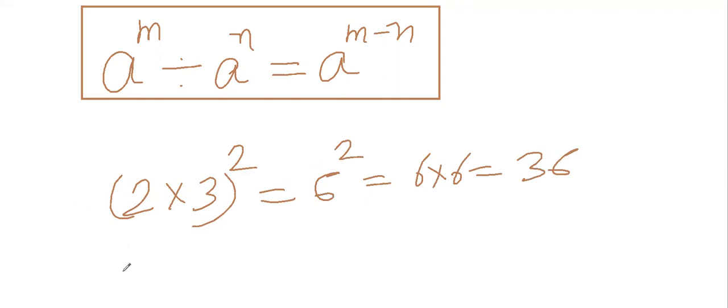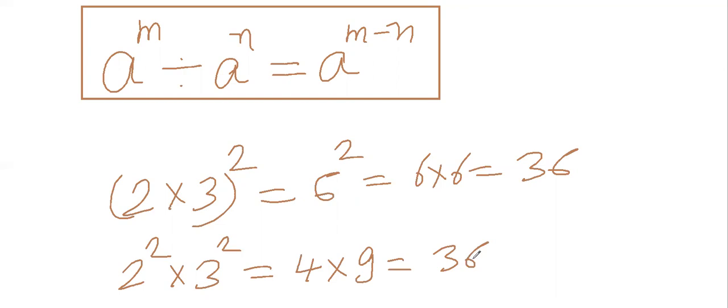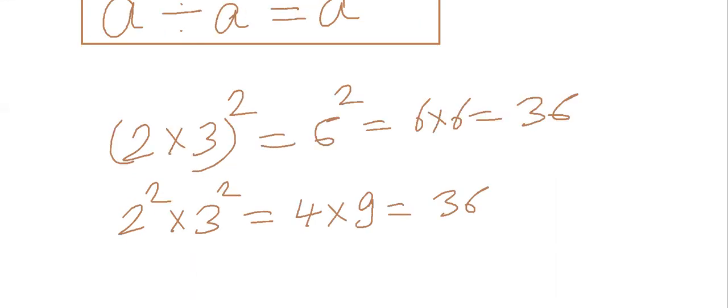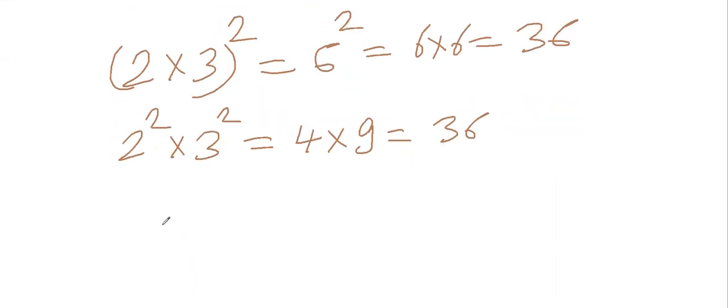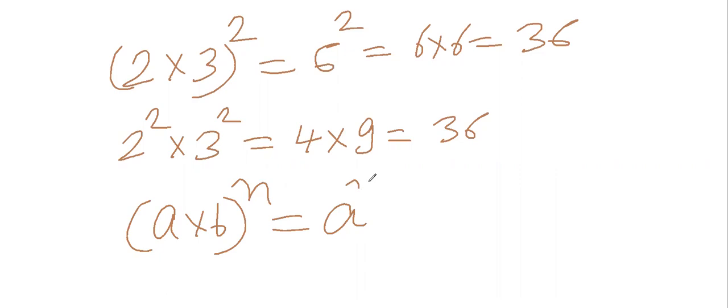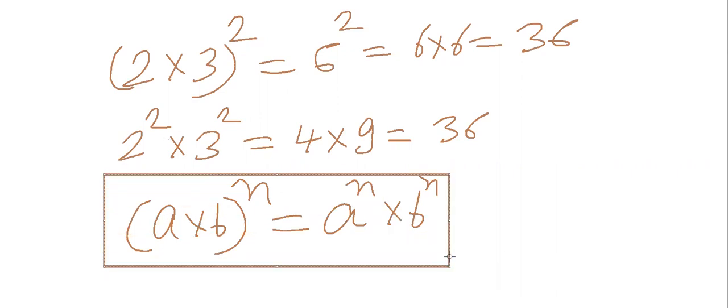The same thing I can also write like this: 2 square into 3 square. Now 2 square is 4 and 3 square is 9. So 9 4s are 36, right? They are the same. So I can conclude one thing. What? a into b whole to the power of n is nothing but a to the power of n into b to the power of n. So this is another most important exponential law.